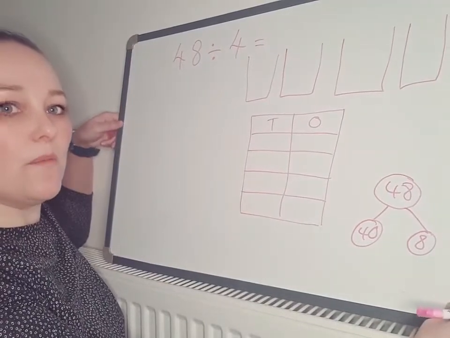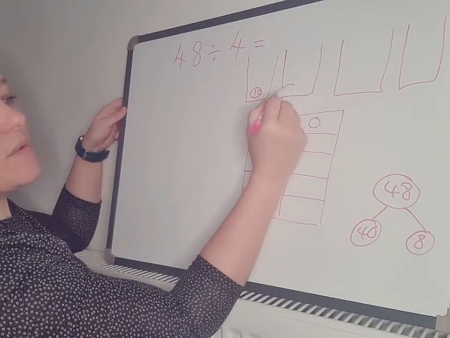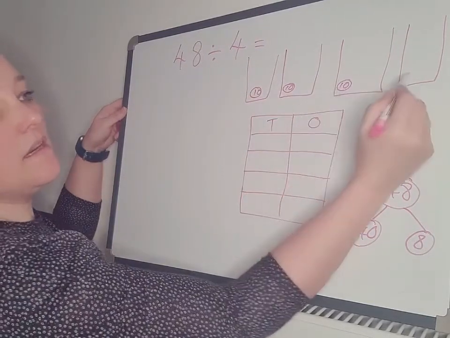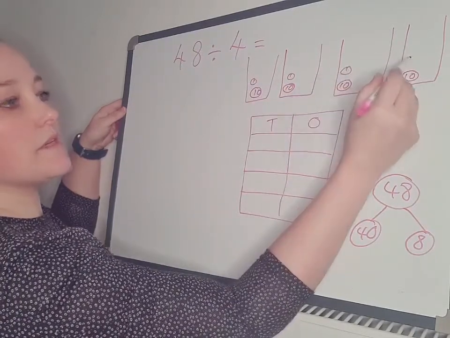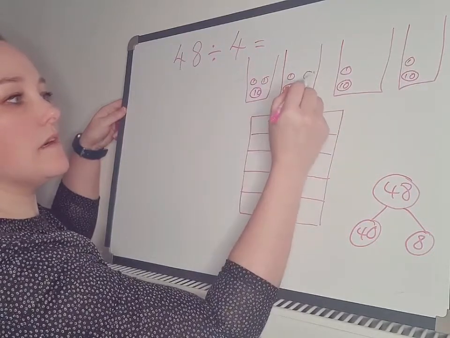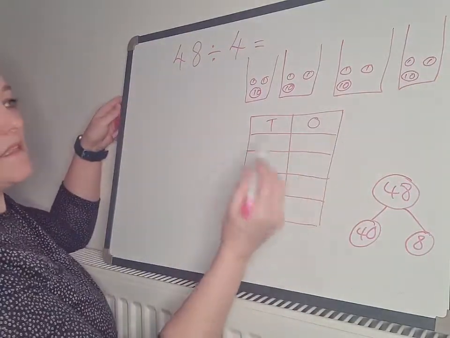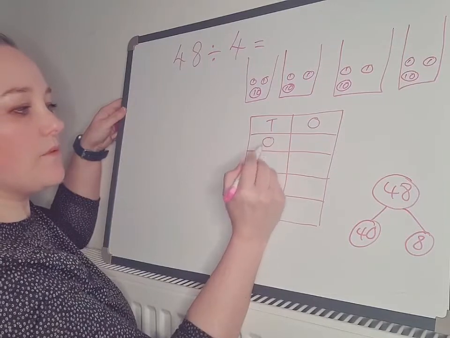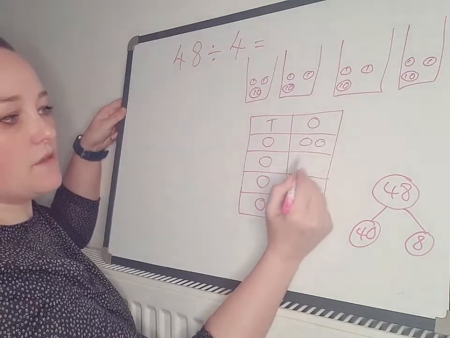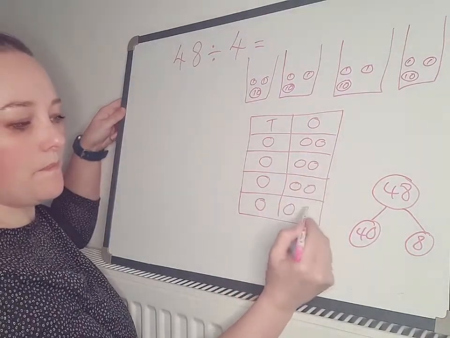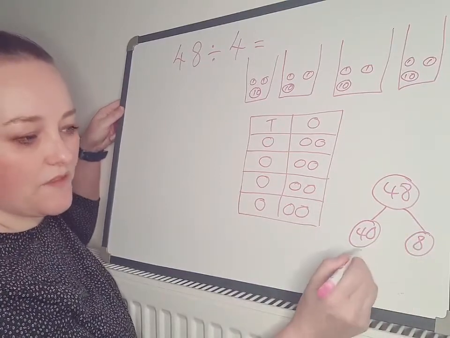Okay, so what did you come up with? So we have 48, so we can put 10, 20, 30, 40, 1, 2, 3, 4, 5, 6, 7, 8. Okay, so that's nice and easy. Then we've got 40 in our tens column, and then we're going to have 2 in each of our ones, aren't we? All right. And then if we're partitioning, we're then going to divide each one of these by 4.